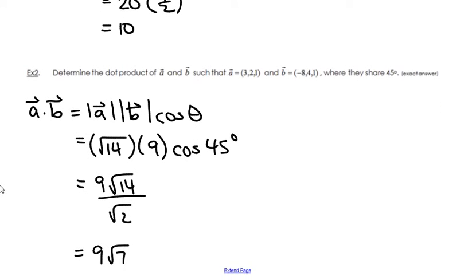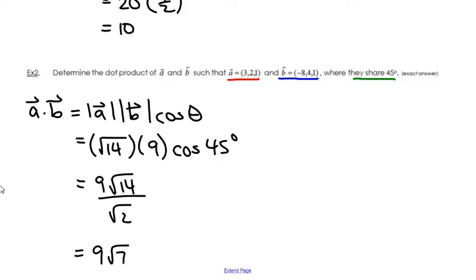Now the questions can get a little bit more tricky, so let me go through those with you. Let's just say that A is a vector of 3 components, B is also a vector of 3 components, and they have an angle in between them of 45 degrees. Okay, so determine the dot product.